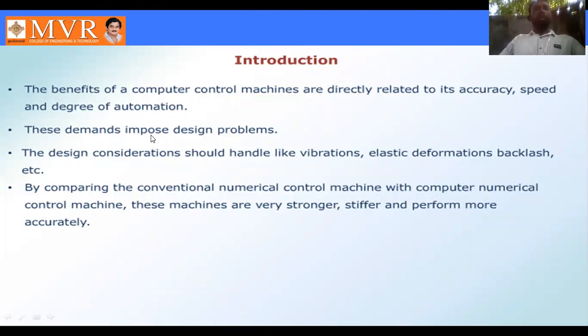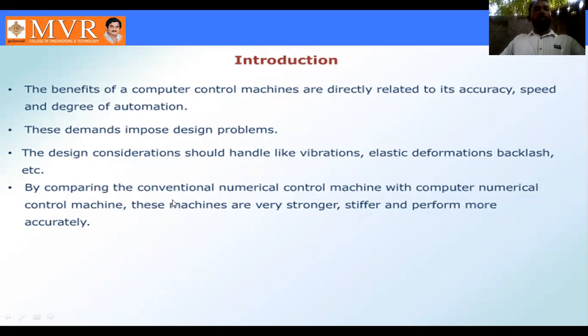These demands impose design problems, and we can think the major problem lies here. The design consideration should handle things like vibrations, elastic deformation, backlash, and so on. These are the design considerations.